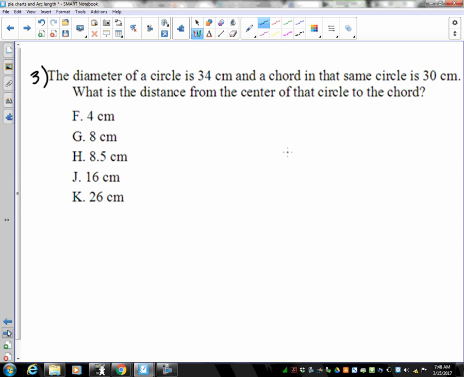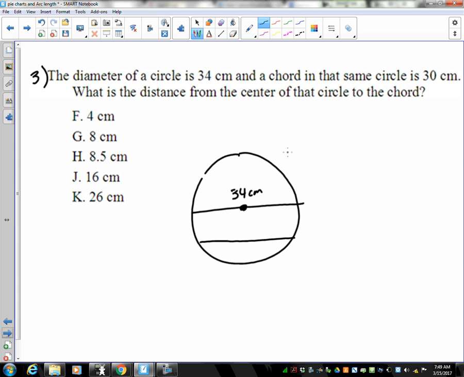Okay, number 3 says the diameter of a circle is 34 centimeters, and a chord in the same circle is 30 centimeters. What is the distance from the center of that circle to the chord? So let's draw a picture on this. So here we go. That's a circle, and our diameter is 34 centimeters, and then we have a chord that's 30 centimeters. And we're going to look at the distance from the center to that chord. So I'm going to draw a chord right here of 30 centimeters.